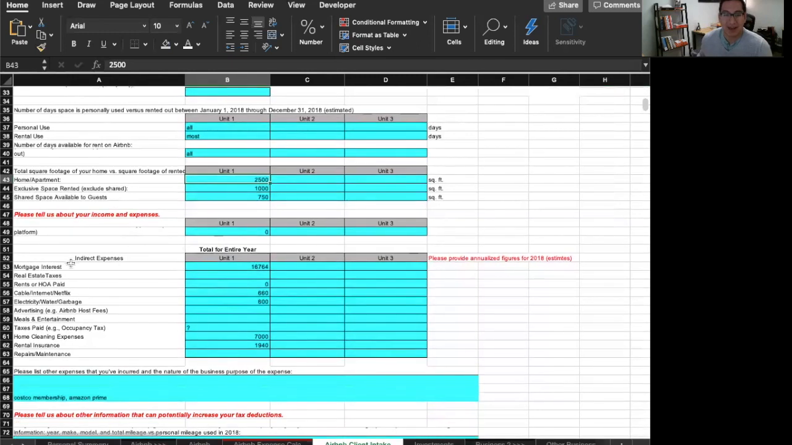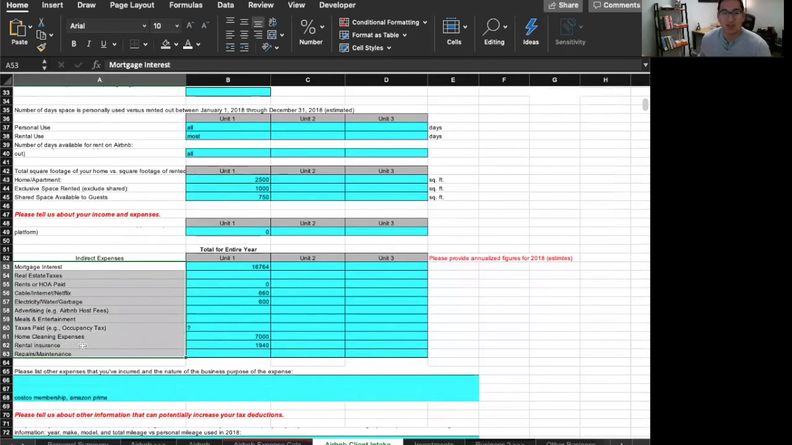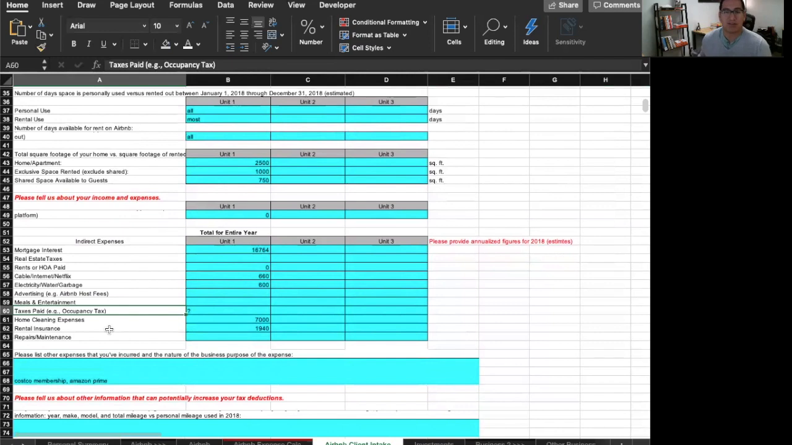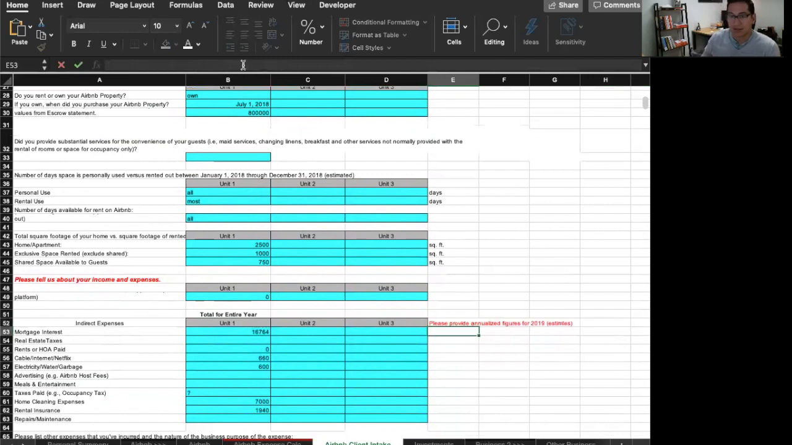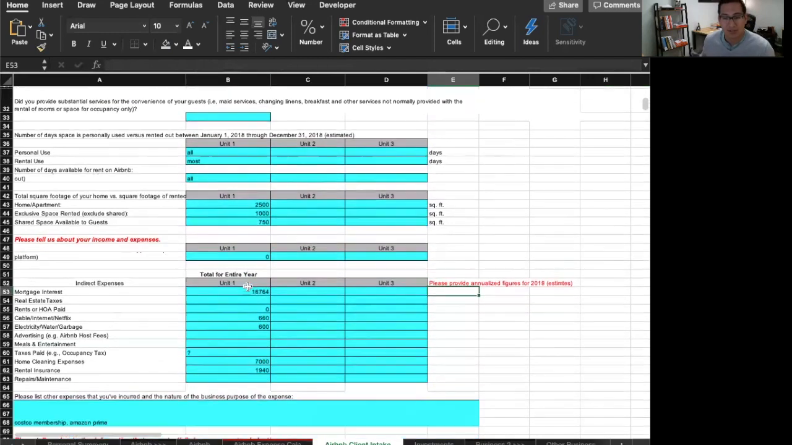So below here we have what we call indirect expenses. So these are things that are going to benefit the whole unit if it is split. But what we ask here is for totals. When we're doing tax returns, we'll ask for the totals from the prior year, right? If we're working on projections, so we're trying to estimate what you're going to owe in 2019, then we're going to ask you to estimate annualized figures for 2019. You can see here it says, please provide annualized figures for 2018. Let's go ahead and update that, because this is a projections analysis.